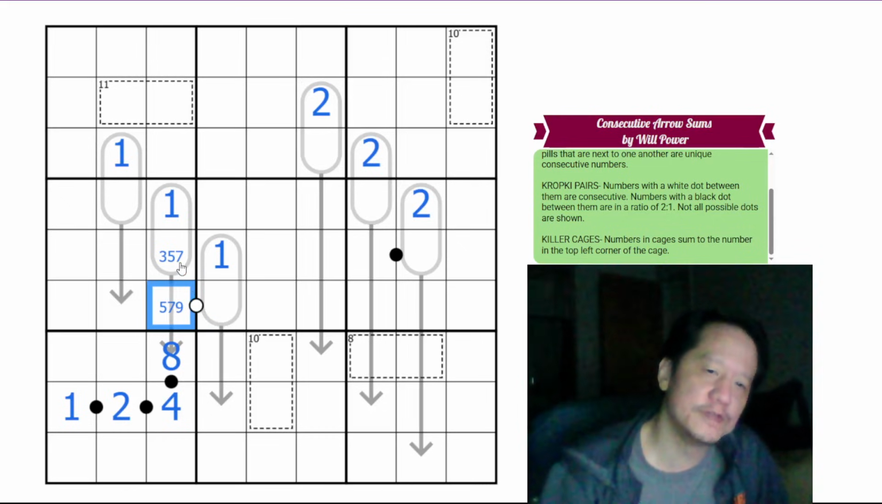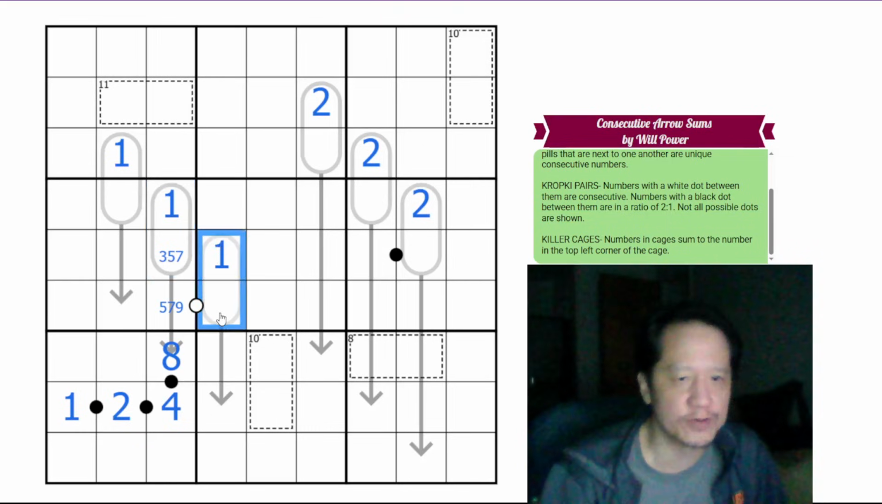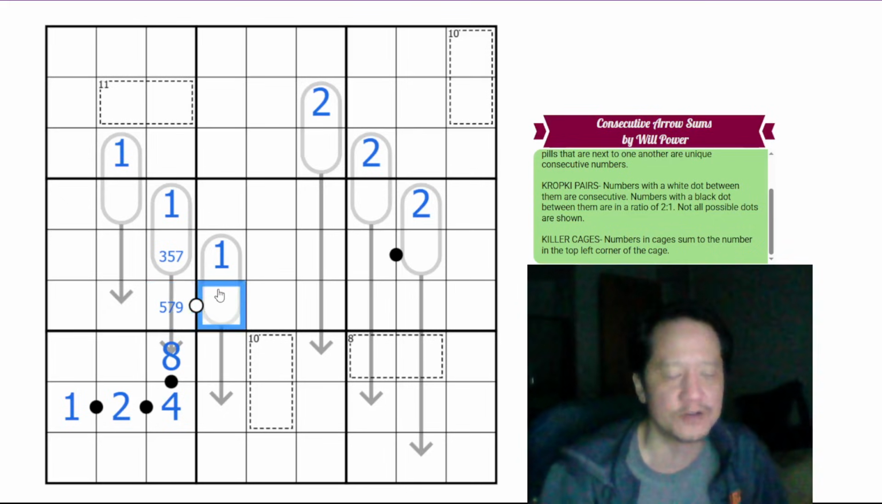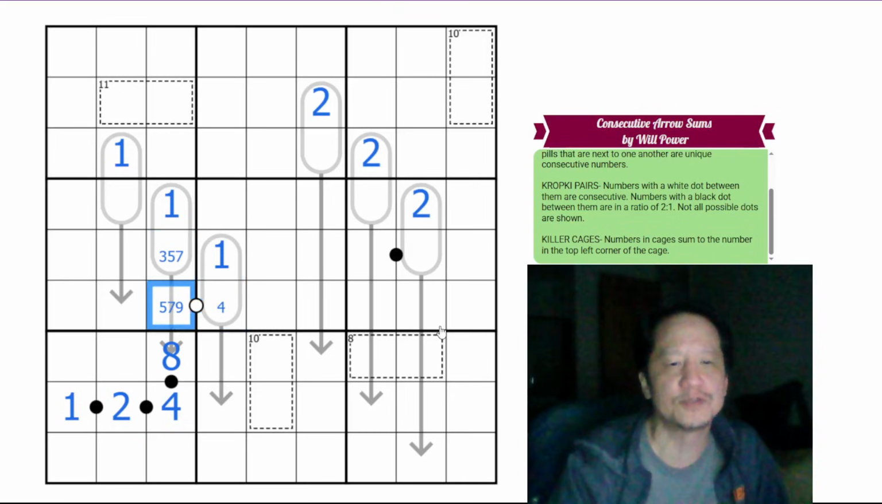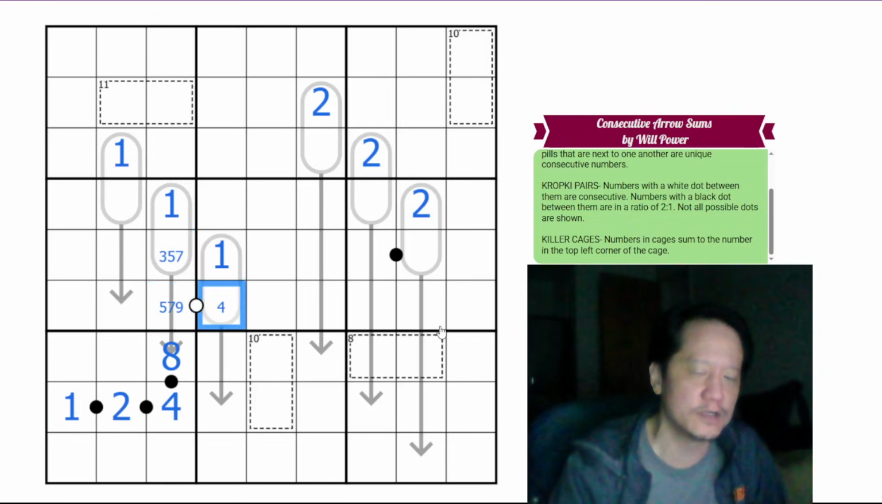If this is 3 and 5, so 13, to be consecutive with 13 would have to be either 14 or 12, and 2 would not be consecutive with 5, so it would have to be 4. So if this is 3, this is 5 and 4, 14. If this is 5, this would have to be 7.